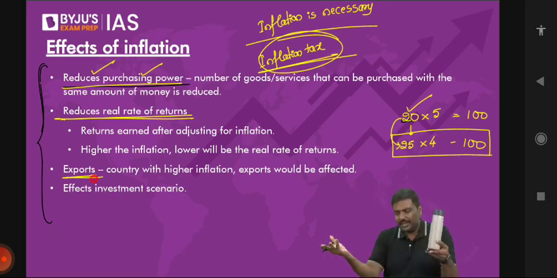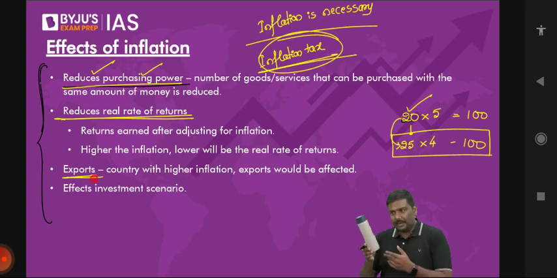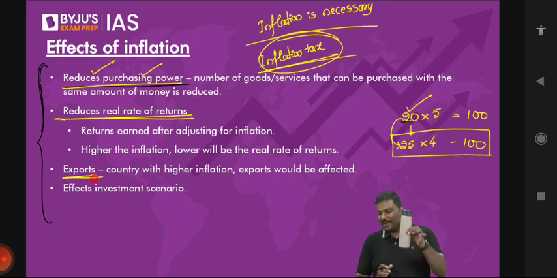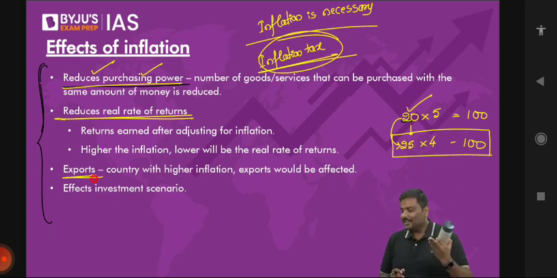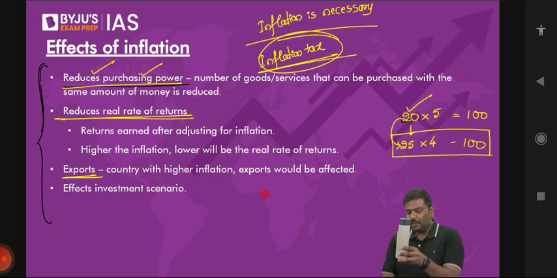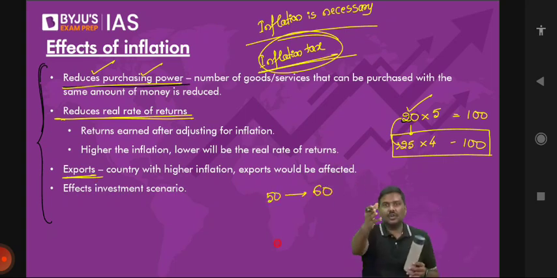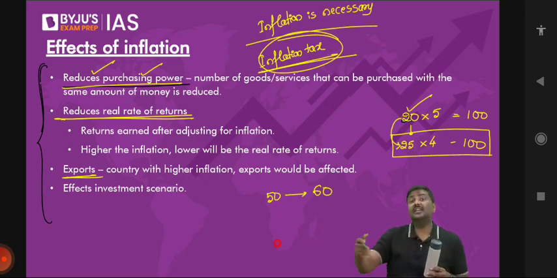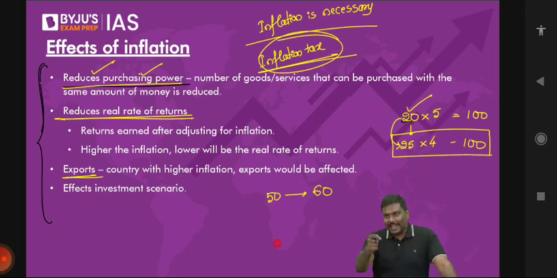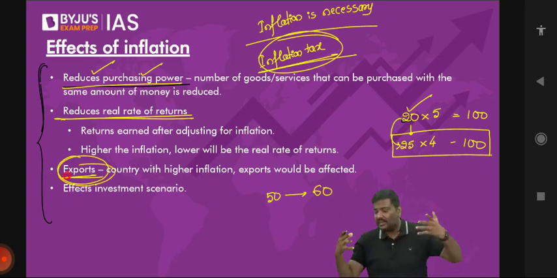Now, if the market price of the bottle goes up, will your exports increase or decrease? They should go down, by default. Why? Rather than selling it at 50 rupees, you would now want to sell it at 60 rupees, which is costly for the importer. The importer says, you're charging me more money now. You explain, inflation. That person says, thank you, I will import from somebody else, let's say China, rather than from you. So the argument is simple: whenever a country experiences a high rate of inflation, exports would be affected.